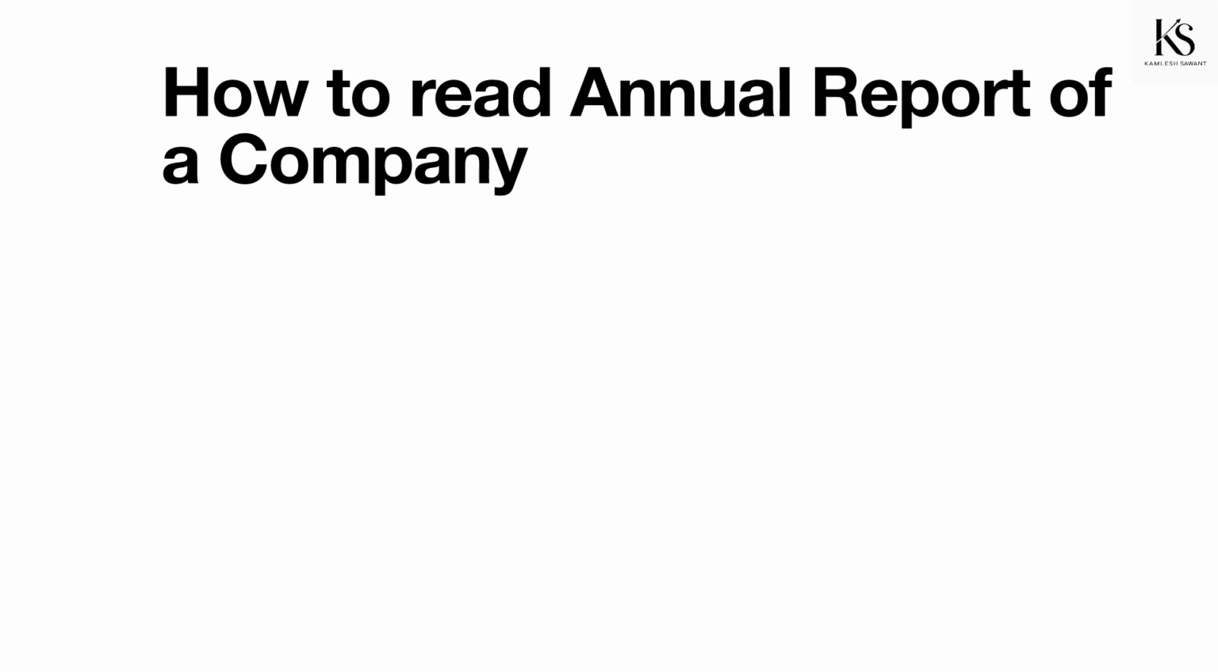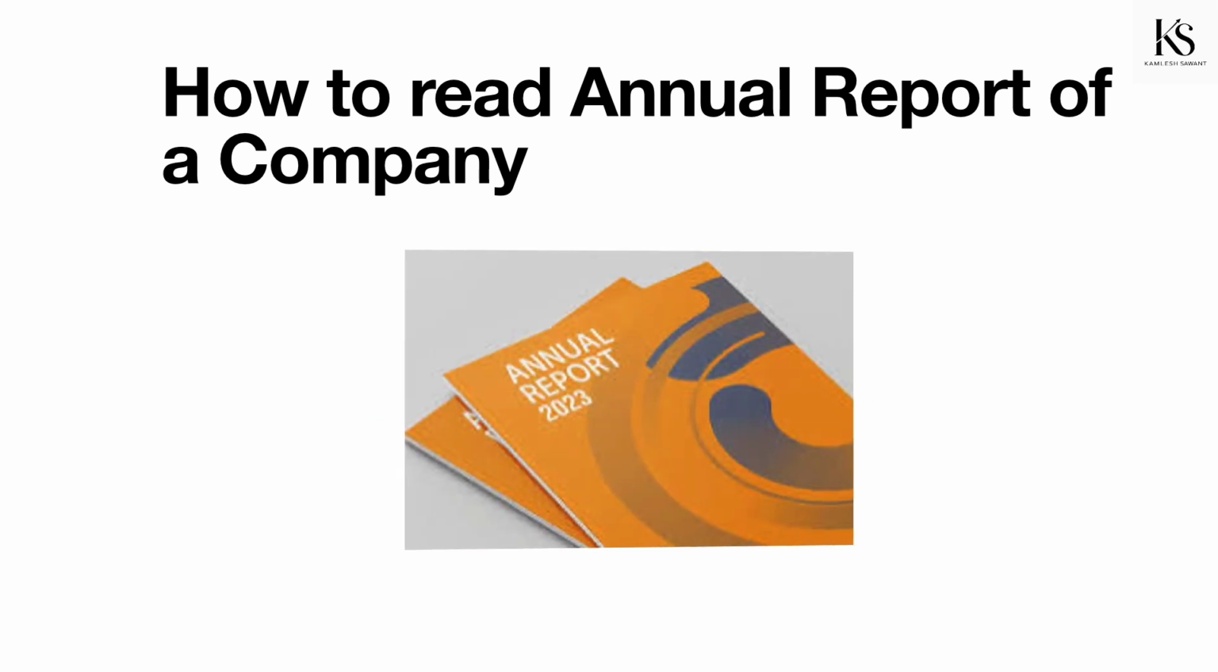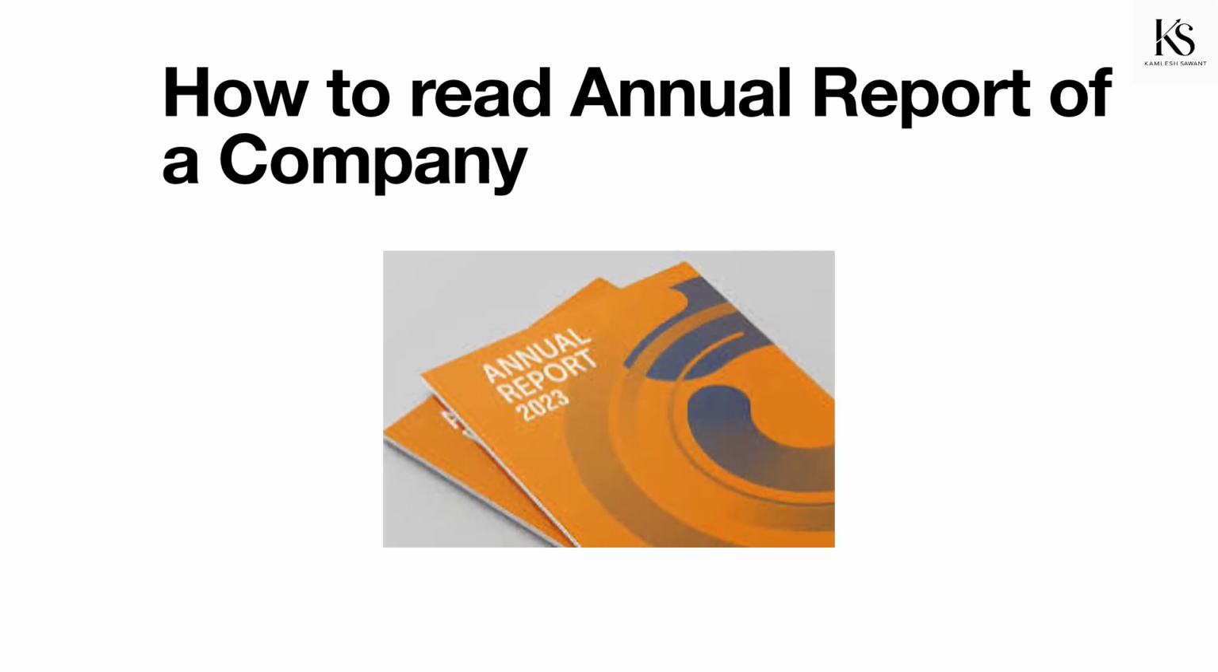How to read annual report of a company. What is an annual report? The annual report is a yearly publication by the company and is sent to the shareholders and other interested parties.